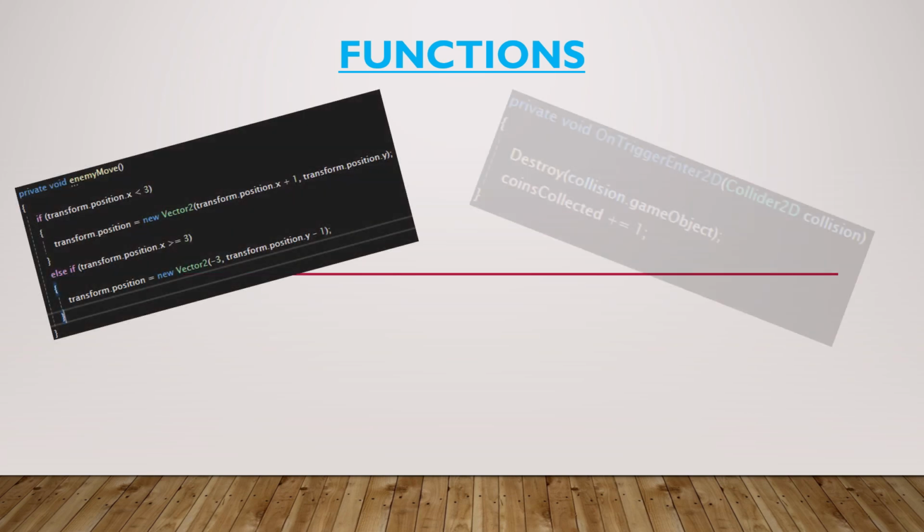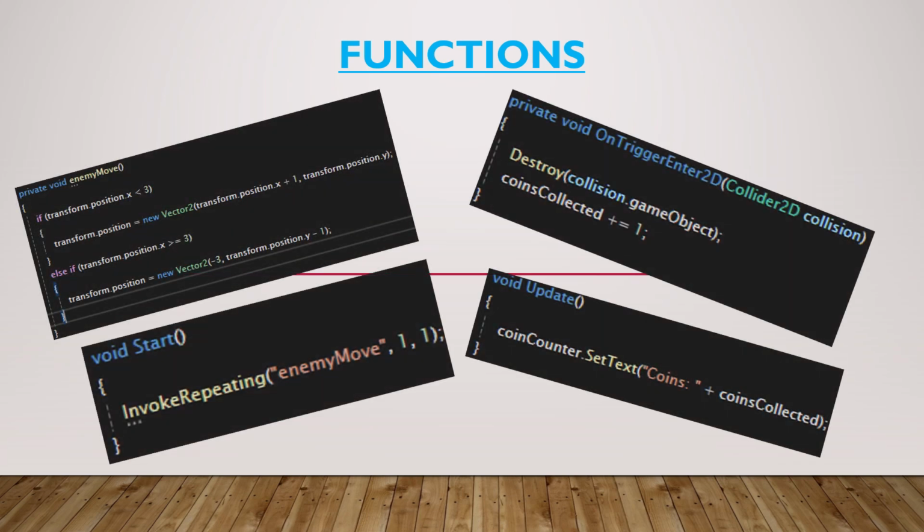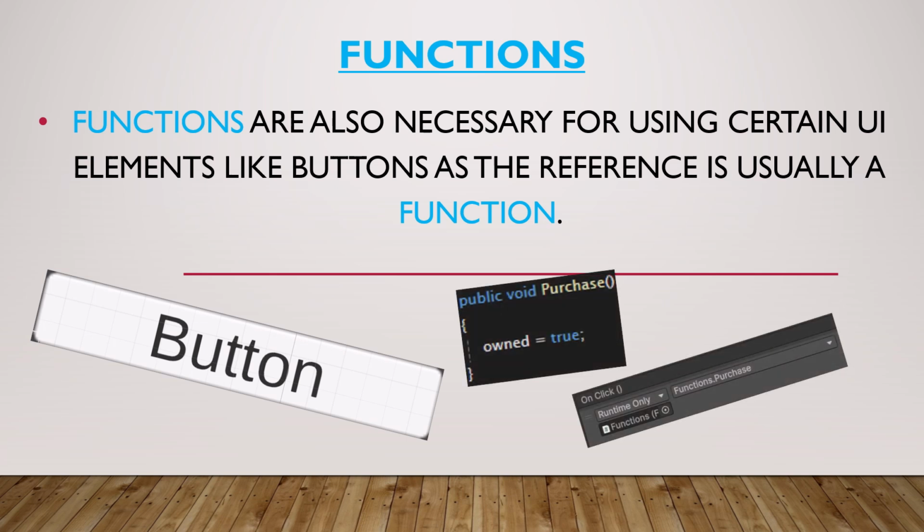Let's talk about functions in Unity. A function is crucial for ensuring that your code is clean, organized, and efficient. It will run an entire segment of code by just calling one line and will run this from top to bottom. Functions are also necessary for making certain UI elements like buttons, as the reference is usually a function.